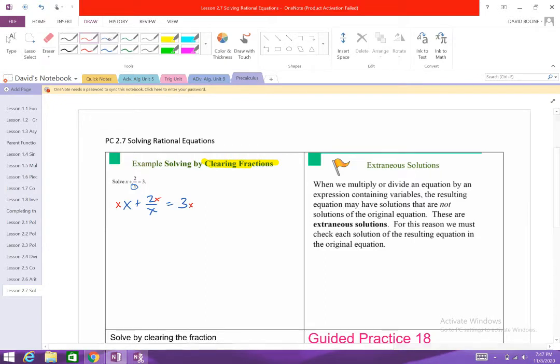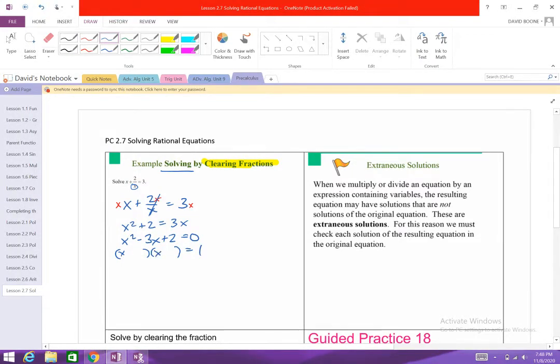Each term by x. If I do that, I get x squared right here. Here, these x's cancel out, so I just get plus 2, and then this equals 3x. To solve, this looks like a quadratic, so I get all the pieces over on one side and put them in standard form. So x squared minus 3x plus 2 equals 0. And then this is just a factoring problem.